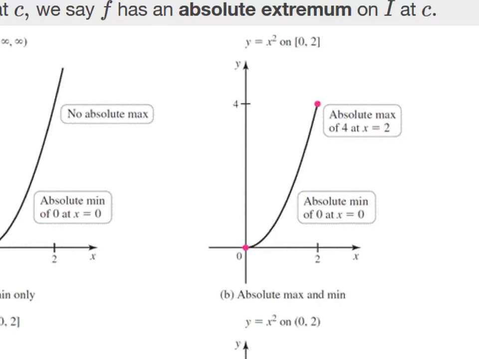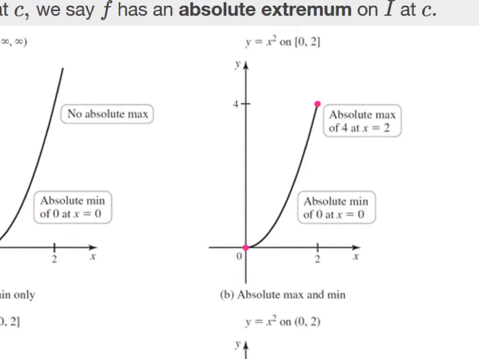In this case, it happens at x equals 0, and you tell me what it is. The absolute minima is 0, and it is at x equals 0. The absolute maximum is 4, and it happens at x equals 2. So you tell me where it happens, and you tell me what it is. You do not write it as ordered pairs.